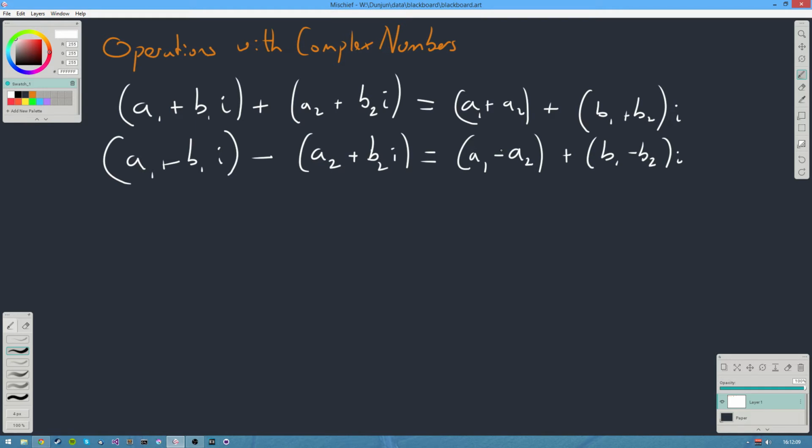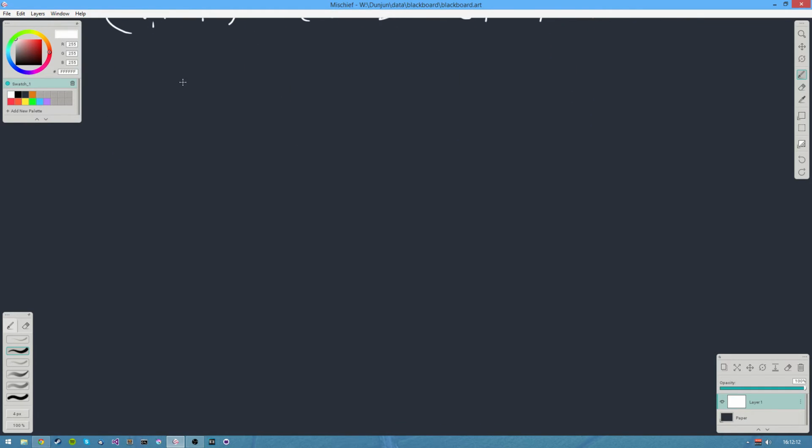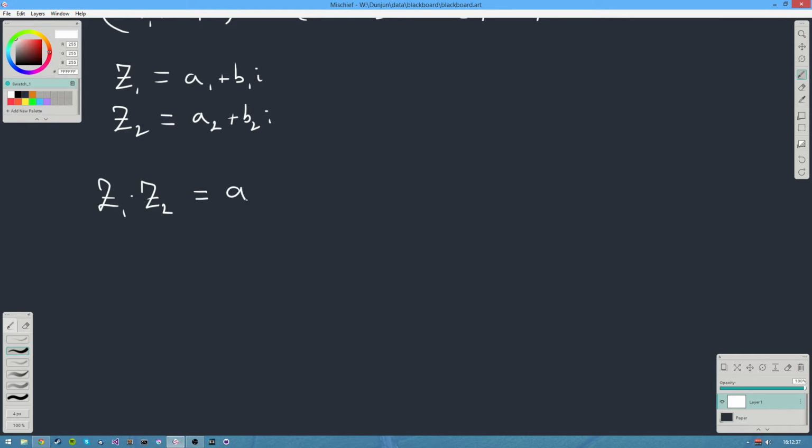Now we're going to do the product. So if we had two numbers, say z1, which is a1 plus b1i, and z2, which is a2 plus b2i. If we did the product or the multiplication between two of them, so we do z1 times z2, what we have is a1 plus b1i multiplied by a2 plus b2i.